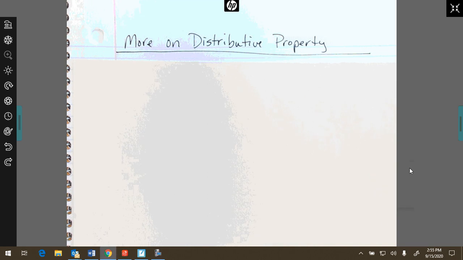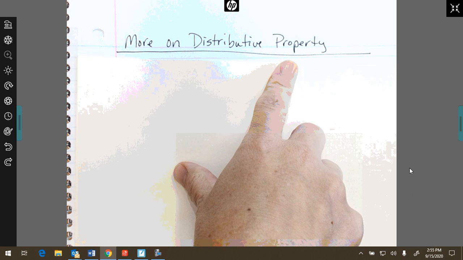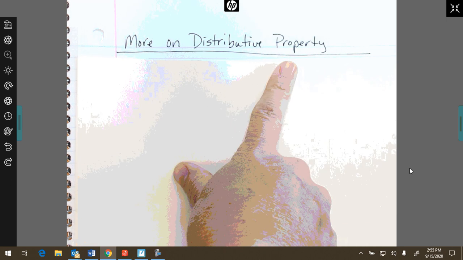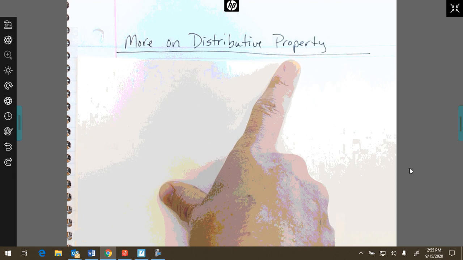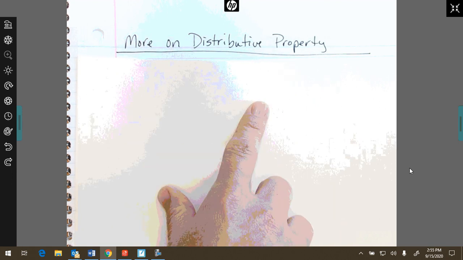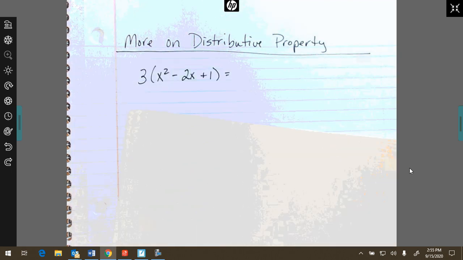Okay, in this video, we're going to talk a little bit more about the distributive property, and we're really not doing anything different except instead of distributing just a 3, we might distribute a 3x or a negative 7xy squared. So we're just going to do 3 examples.